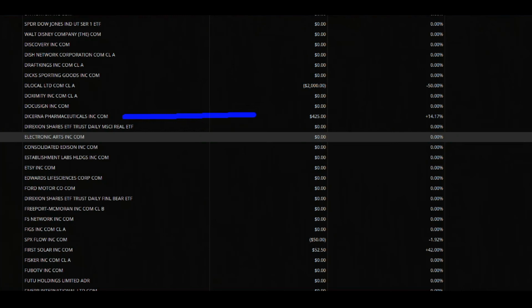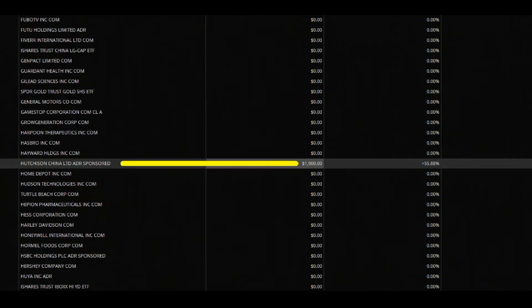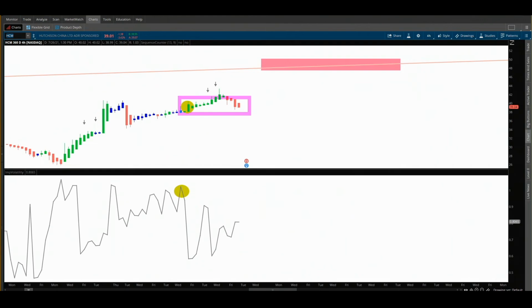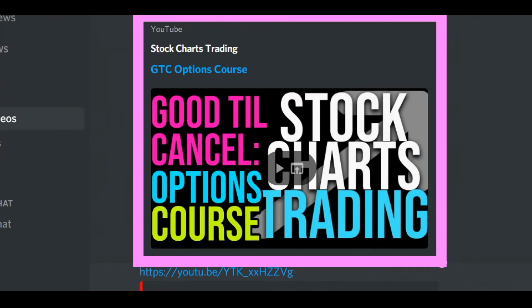So that's why this morning DRNA was up 50% and wouldn't take you out of the trade, because it's whipsawed because of the implied volatility, but we can see price hasn't done anything. And that's why right now on HCM, we're up almost 60%, but it hasn't taken us out of the trade yet because, again, price is just flat. And that's why I focus on only managing the winners using the GTC.